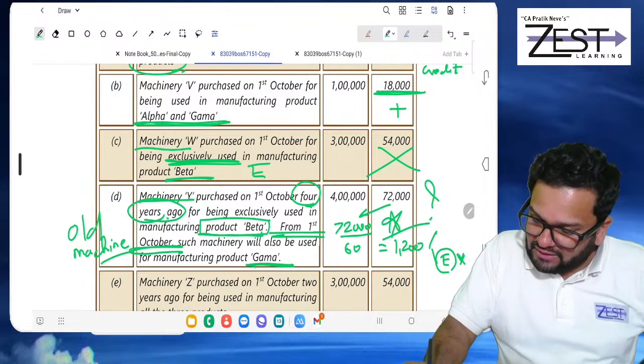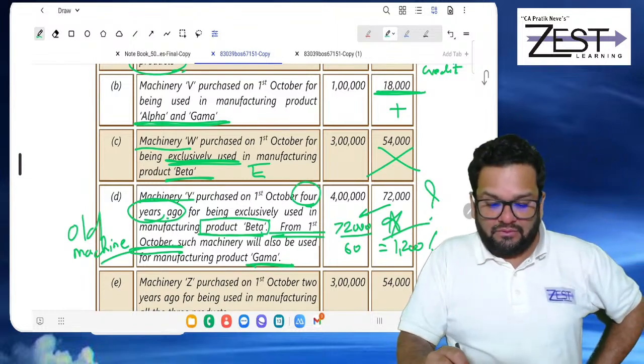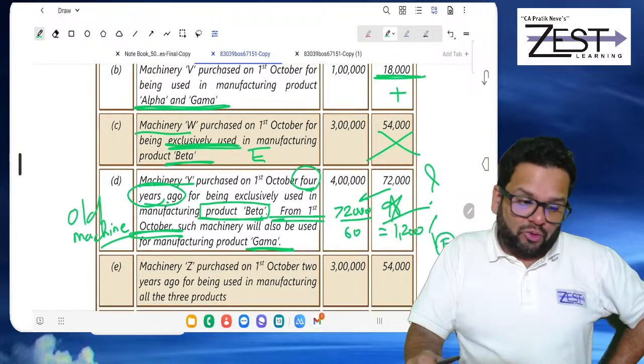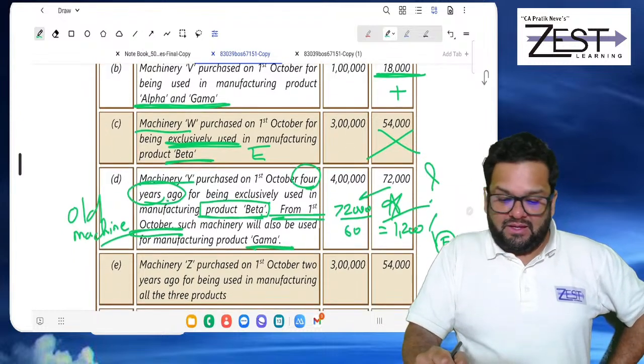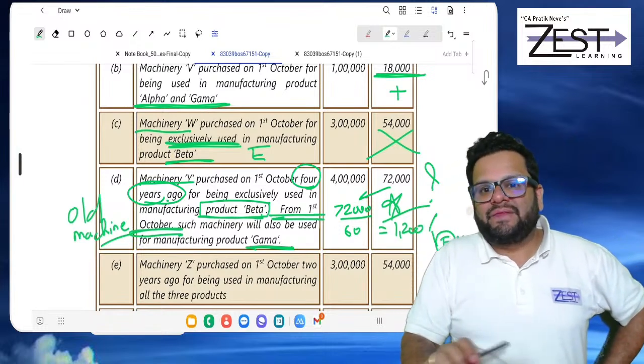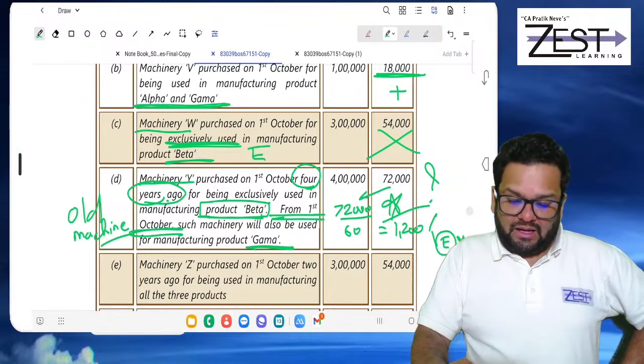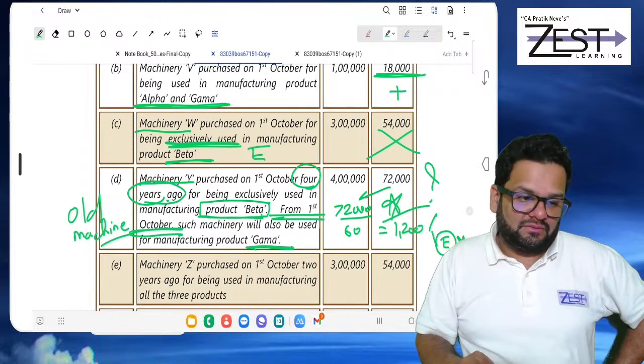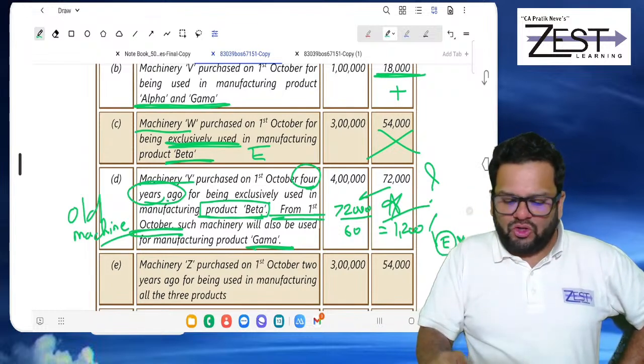1 year is left is fine. I am not bothered with that. I am not bothered with the remaining period. What I am telling you right now is that's fine, but are you using it in this month? Answer is yes. You're not selling the CG.